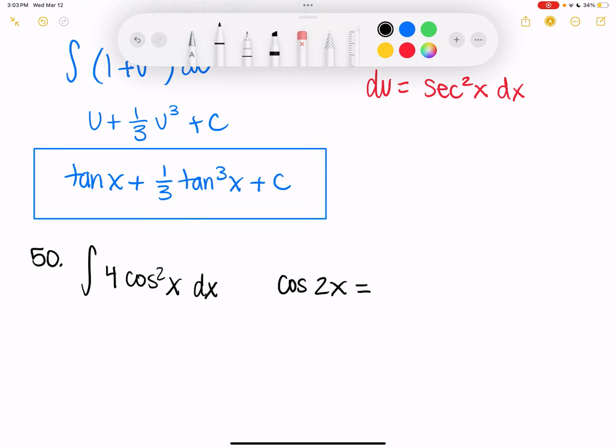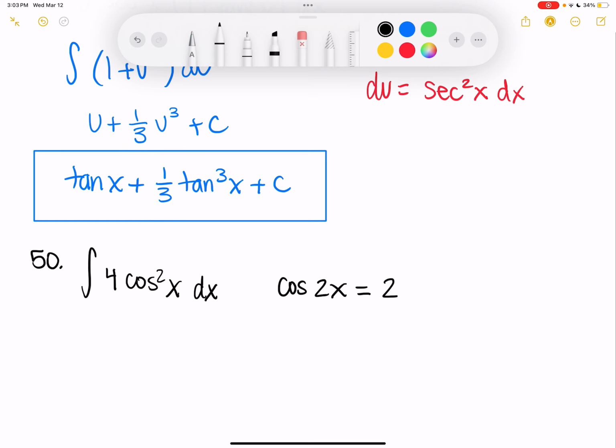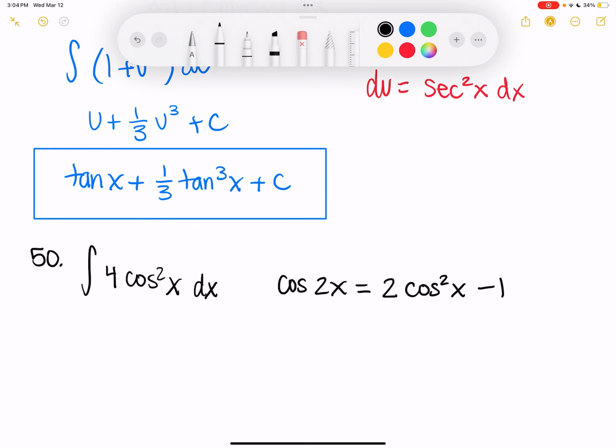Okay. Cosine of 2x equals 2 cosine squared of x minus 1. I don't know why, I'm just so done with this. I feel like I'm literally just going through the motions doing this, and this isn't an easy problem either. I don't know.